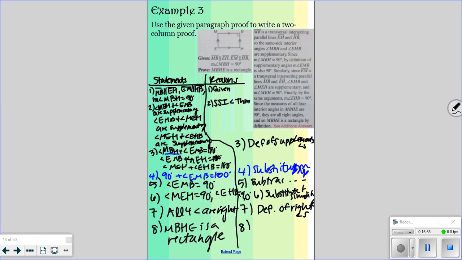And the reason it's a rectangle is just because of the definition of rectangle. A parallelogram with 4 right angles.